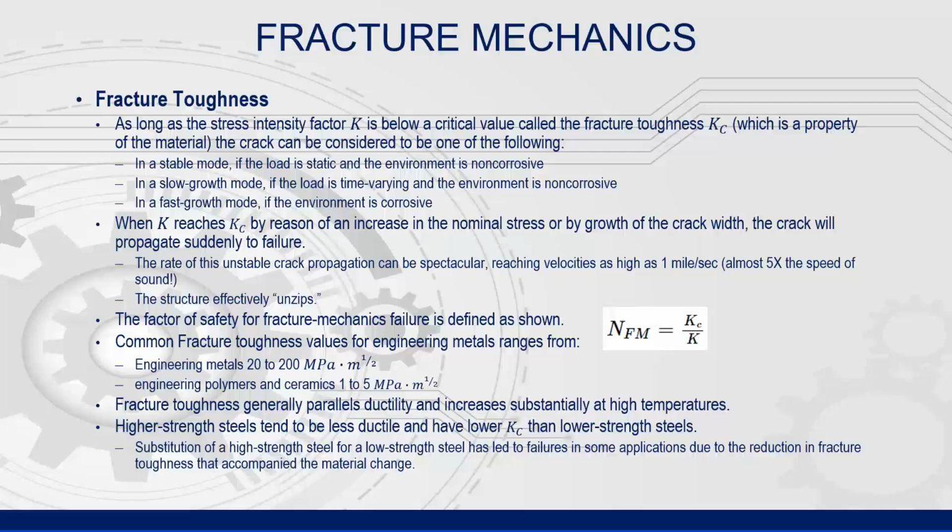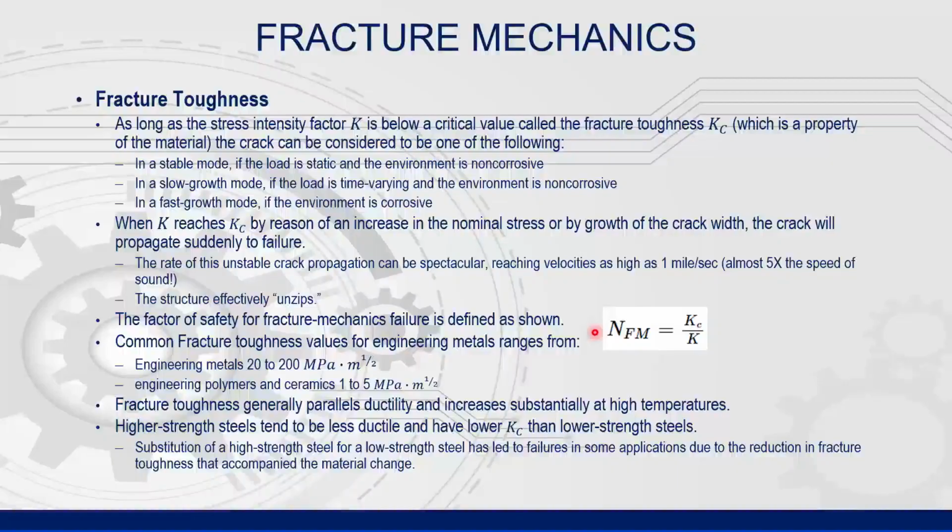When K reaches K sub C, by reason of an increase in the nominal stress or growth of the crack width, the crack will propagate suddenly to failure. The rate of this unstable crack propagation can be spectacular, reaching velocities as high as 1 mile per second. The factor of safety for fracture mechanics failure is defined as shown on this slide.